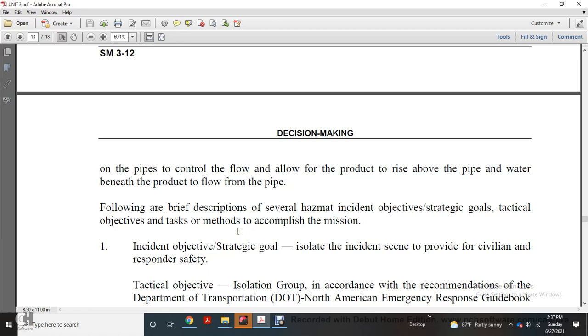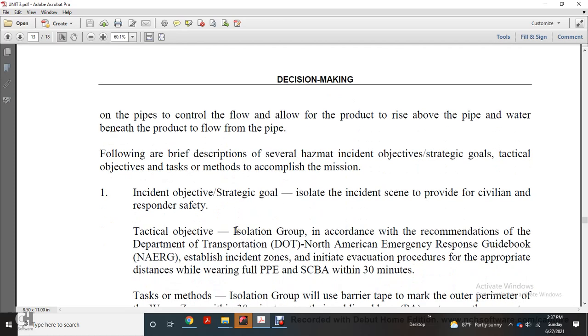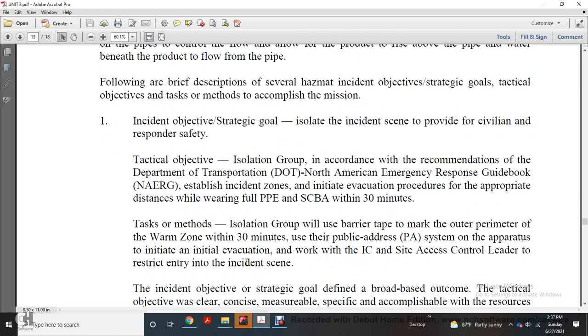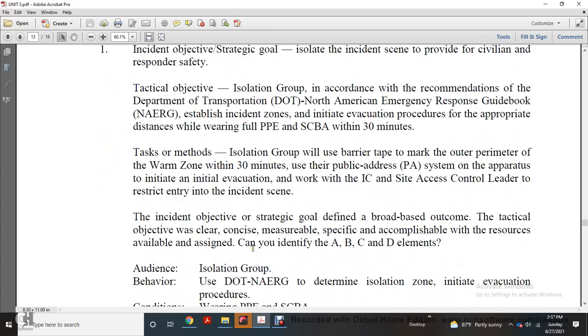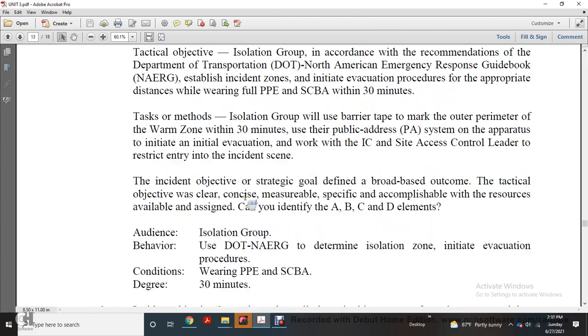The following are brief descriptions of the hazmat strategic goals, tactical objectives, and task methods to accomplish the mission. The strategic goal is to isolate the incident and provide civilian and responder safety. The tactical objective for the isolation group is to use the recommendation of the Department of Transportation North American Emergency Response Guidebook to establish the incident zone and initiate evacuation for the appropriate distance, wearing personal protective equipment and SCBA, self-contained breathing apparatus, within 30 minutes. The task method is that the isolation group will use barrier tape to mark the perimeter and warn the zone within 30 minutes. Using the public address system of the apparatus, they initiate the initial evacuation, working with the incident command and site control to lead restricted entry.